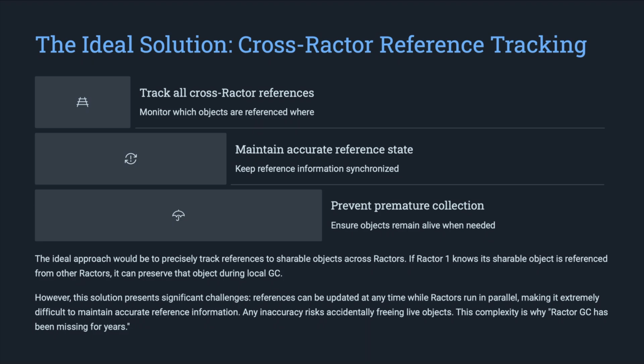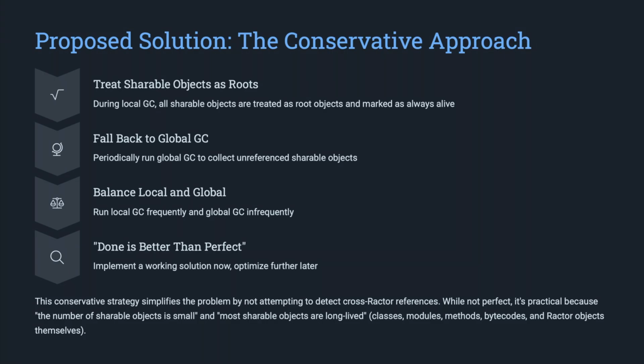Okay, so it ignores the problem. What happens when its local scan doesn't see a reference to a shareable object anymore? Does it just free it and hope for the best? No, that would be unsafe. That's where conservative comes in. Instead of trying to track, it makes a simple, safe assumption. During its local GC, it treats all known shareable objects as if they are always reachable, like they're permanent roots. Ah, so the local GC just says, anything marked shareable, I'm not touching. I assume someone, somewhere, might still need it. Precisely. It prevents the local GC from ever collecting a shareable object, thus avoiding the dangling pointer catastrophe.